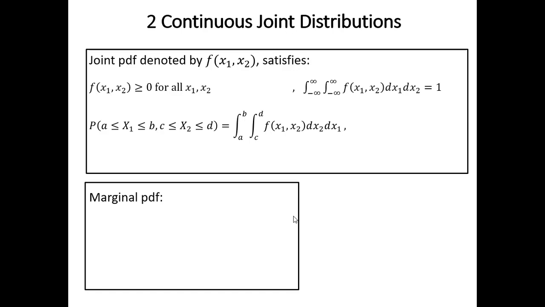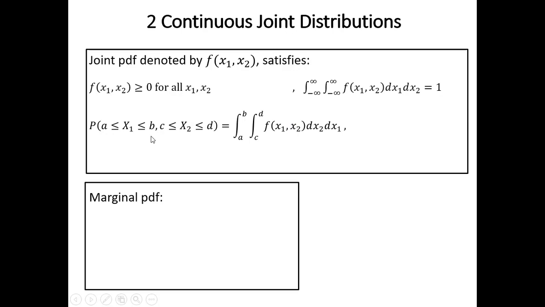In the continuous case, we now have functions that we would call a joint PDF. Same notation, f of x1, x2, and similar conditions. f of x1, x2 has to always be greater than or equal to 0. And if we take this double integral of f dx1 dx2, it must be equal to 1.